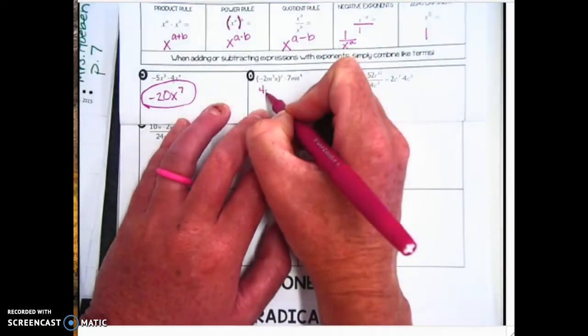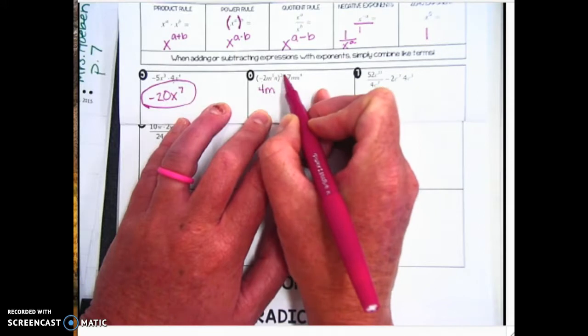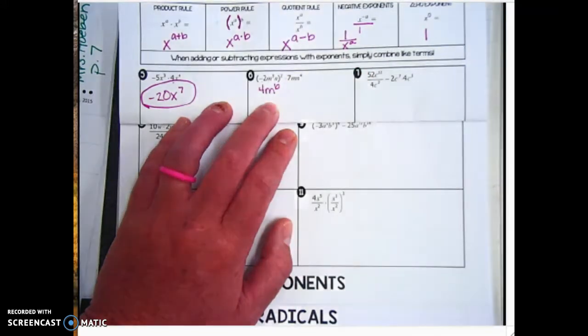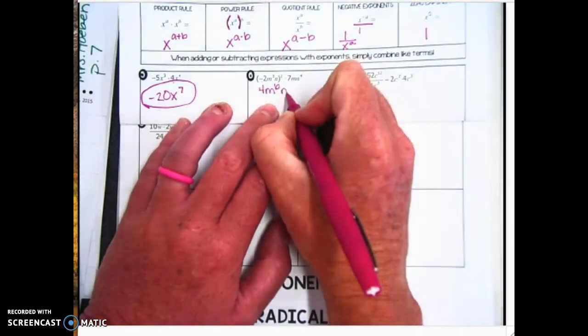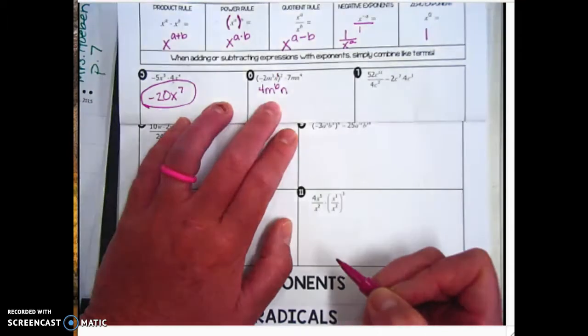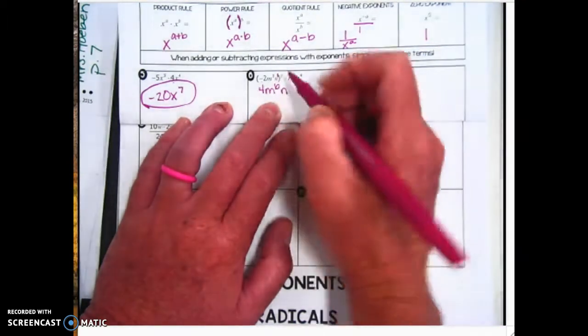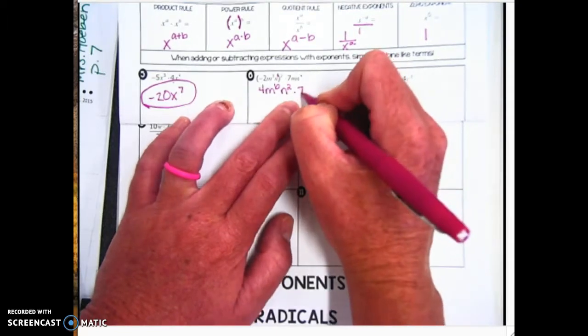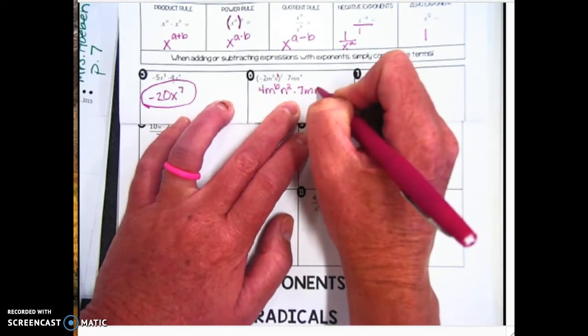Then we've got a base of m. We multiply the exponents 3 and 2, and we get 6th power. Then we've got the base of n. It's to the power of 1. If it helps you, write the 1. And then multiply the 1 times 2, which is 2. Rewrite that second factor, 7mn to the 4th.